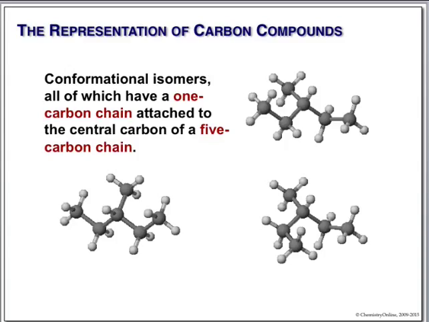We have 1, 2, 3, 4, 5 carbons in a row, and we have a methyl group here on carbon number 3. There's our main chain, and here's our side. Well, this looks a little different than that one, but again, here's our 5 carbon main chain and our methyl group on carbon 3. Here we've just tipped it down like that, still a methyl on carbon 3. So carbon compounds are incredibly dynamic. They can adopt any conformation.